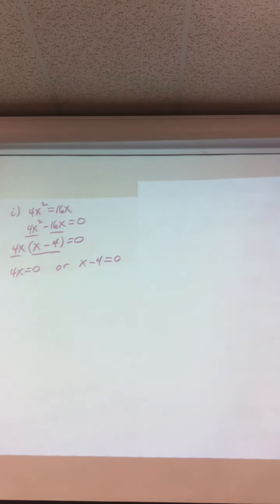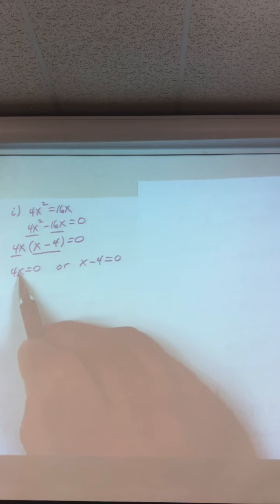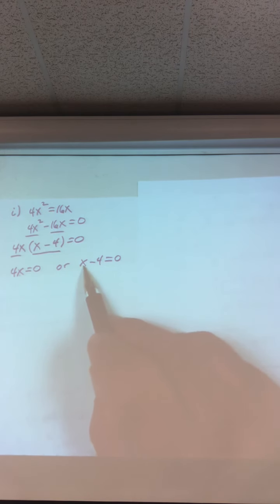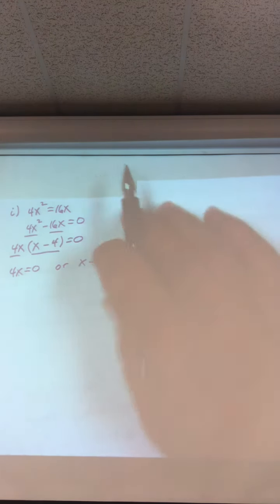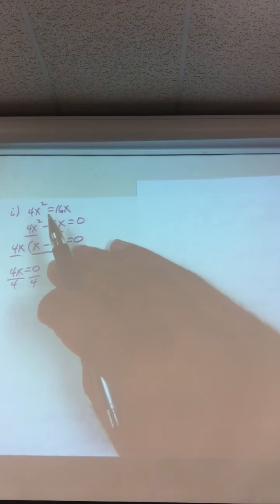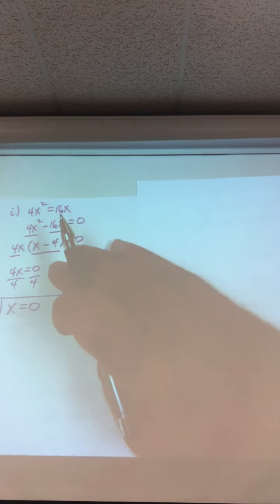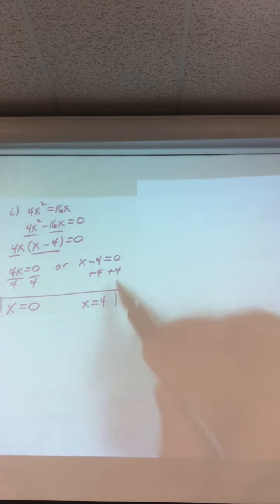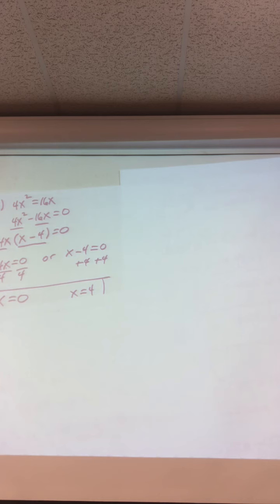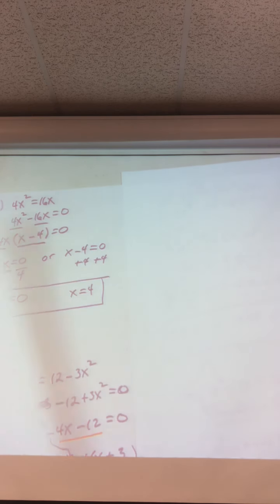Now you have 2 equations. I can solve this one for x because it has an x in it. I can solve this one for x because it has an x in it. How do I get rid of that 4 in front of that x? By dividing. But whatever you do to one side, you have to do to the other. But 0 over any number is just 0. But how I get rid of this subtracting 4 is by adding 4. So the 2 solutions to this problem are 0 and 4. Okay?